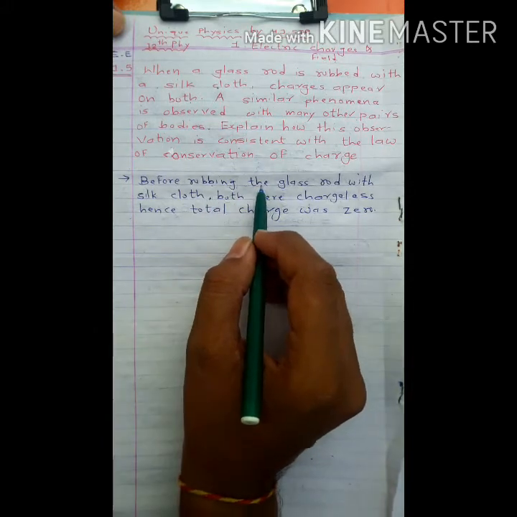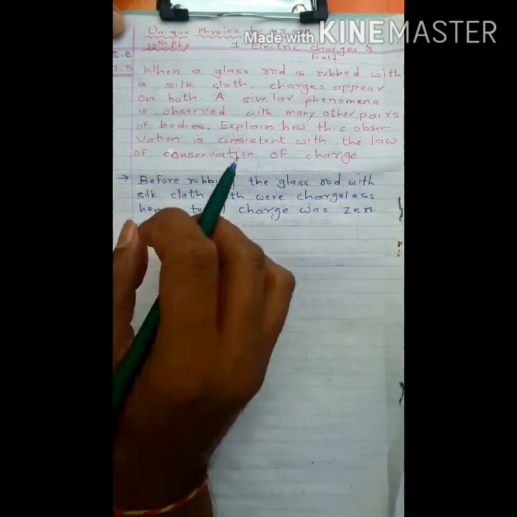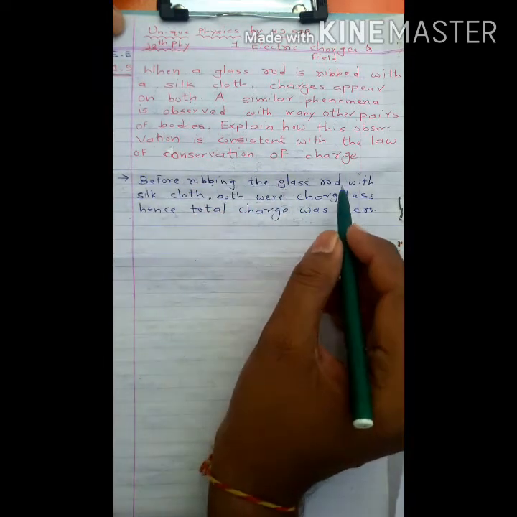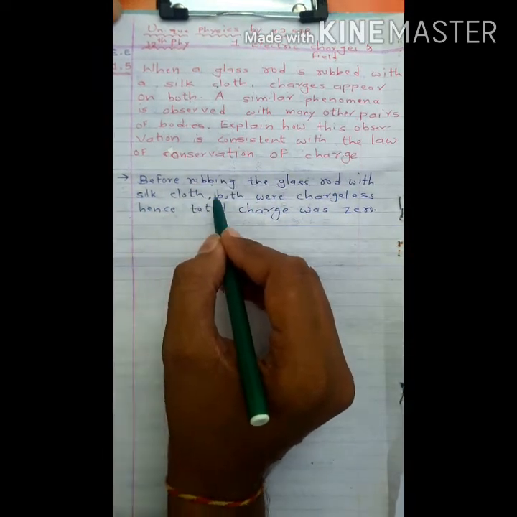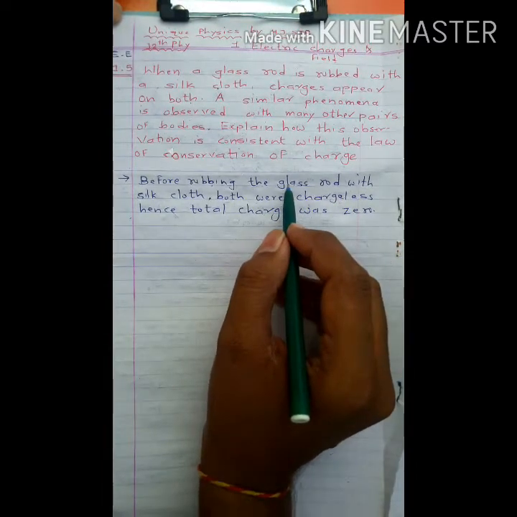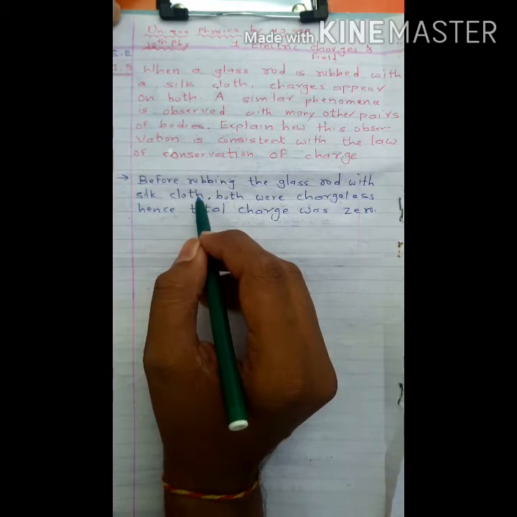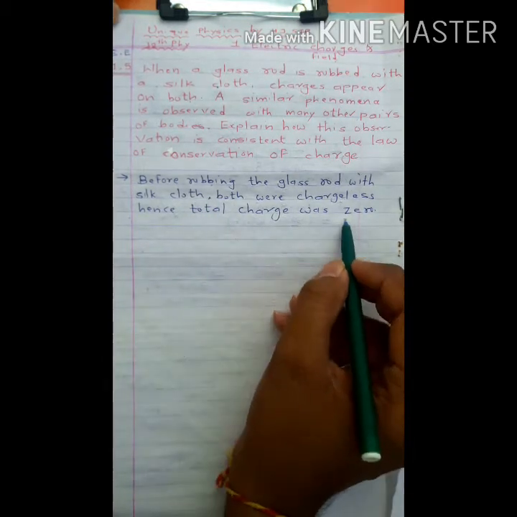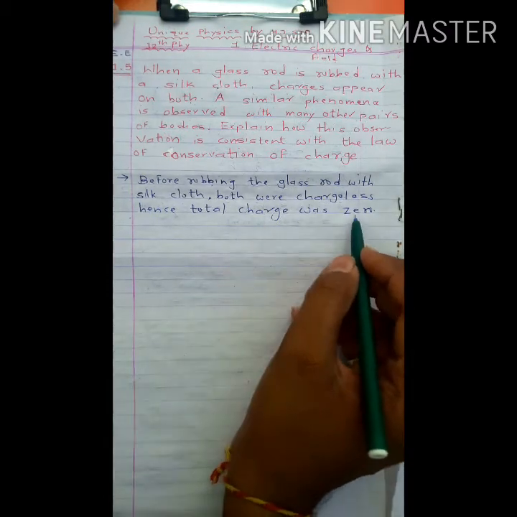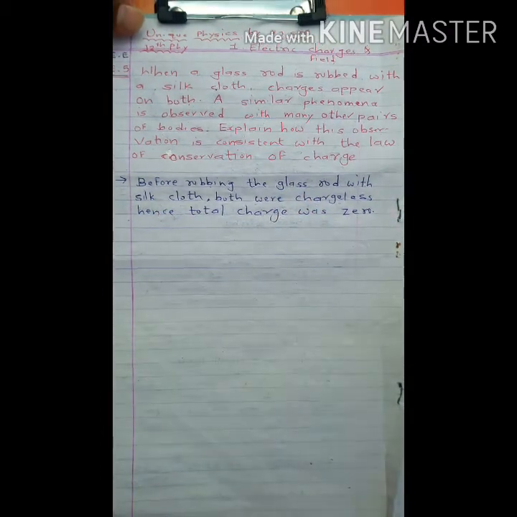Before rubbing the glass rod with silk cloth, this is the initial situation. Before rubbing, both were chargeless, meaning the charge on the glass rod as well as the charge on the silk cloth are zero. Therefore the total charge of this system was zero. This is our initial situation.